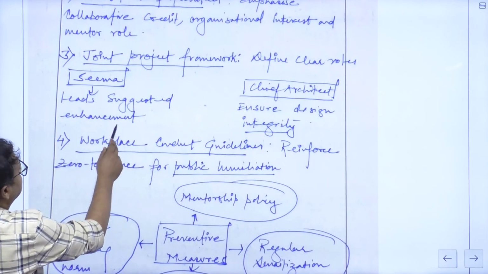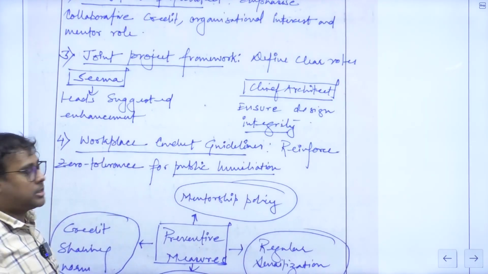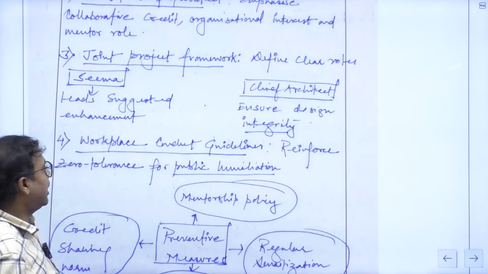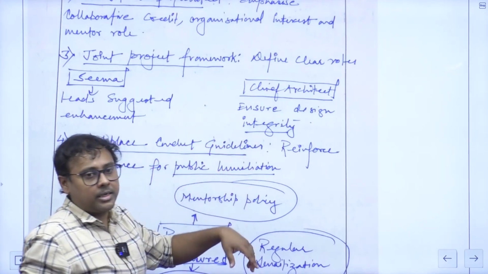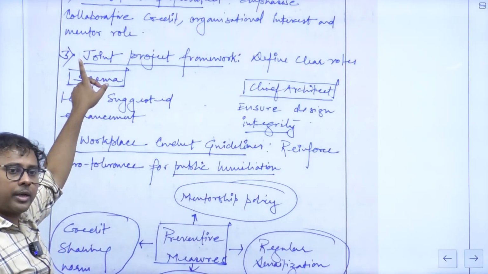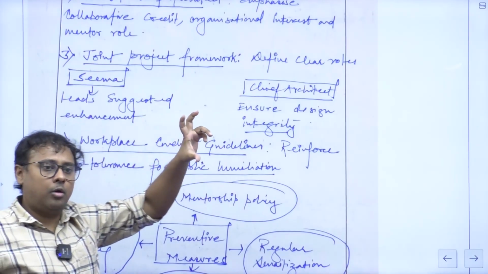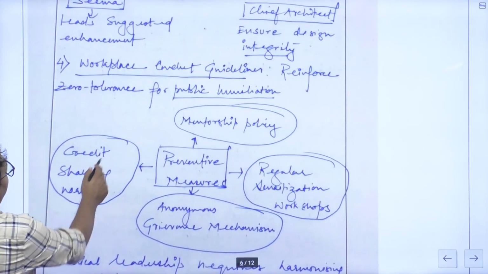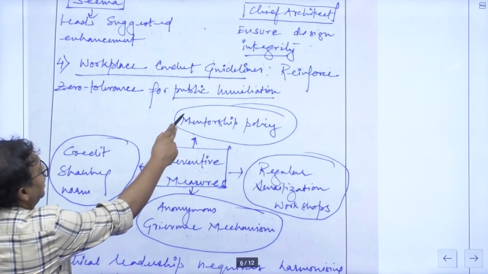Seema leads, suggests whatever she has suggested, like project improvement, enhancement. Chief architect ensures design integrity, based on the case. Again, we'll go to the case to see who has more authority in that particular area. Then workplace conduct, this is important.